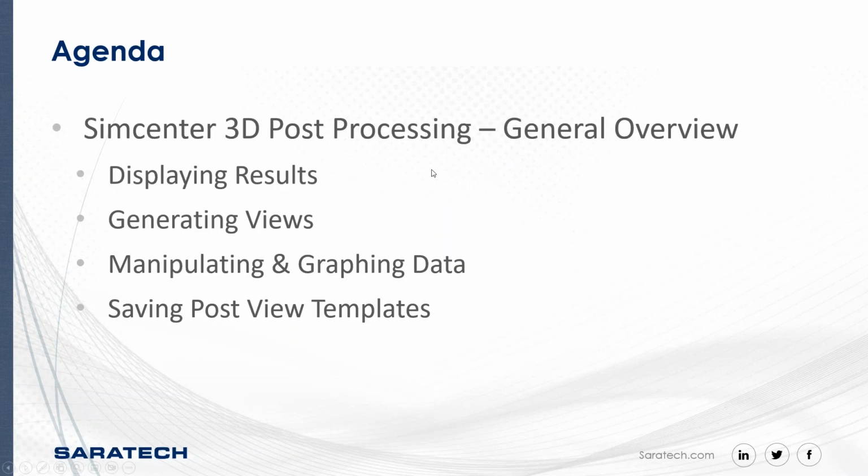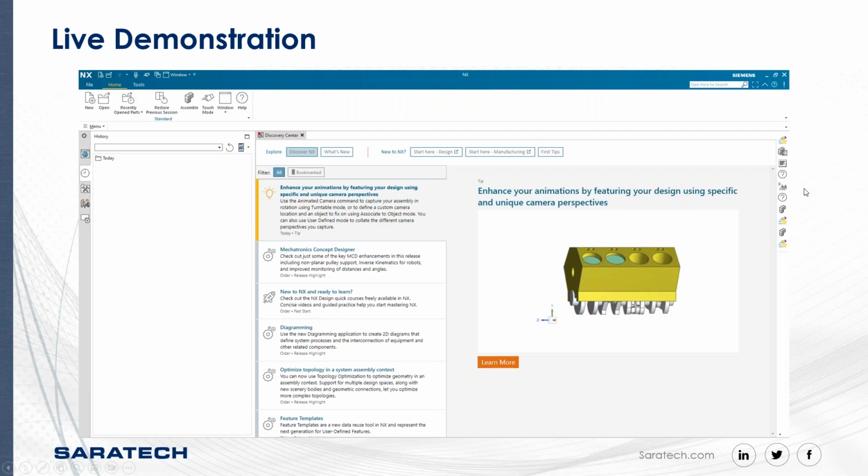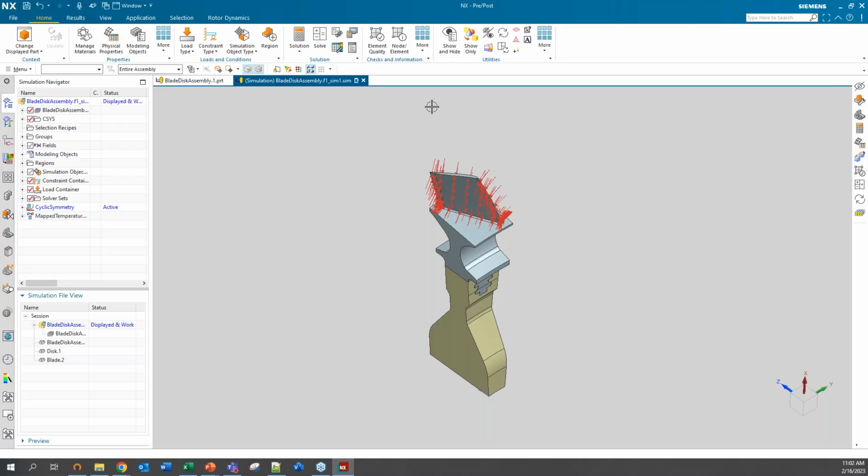So today we're just going to be giving a general overview of the post-processing side of Simcenter 3D. The simulation has already been completed and now you're just working with your results. You're getting it to show certain results, generating certain views, and maybe manipulating or choosing specific data to display or graph. And I'll also show how you can save your post view templates. Without anything further, we're just going to hop over to our pre-post application on NX here, which is Simcenter 3D.